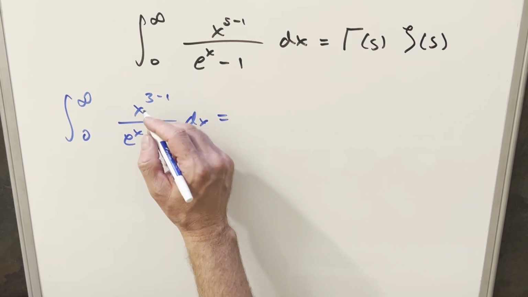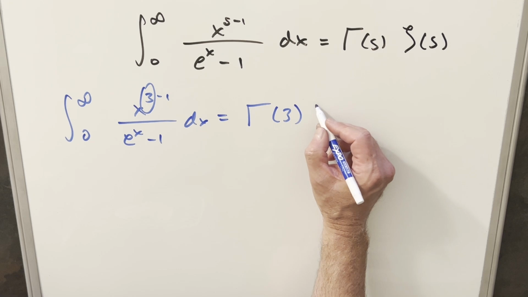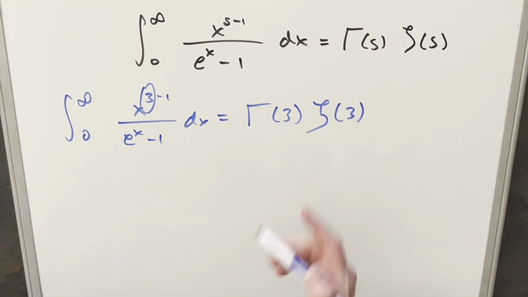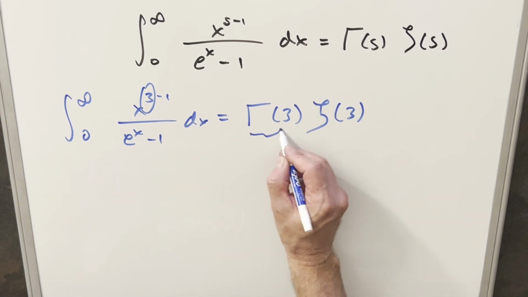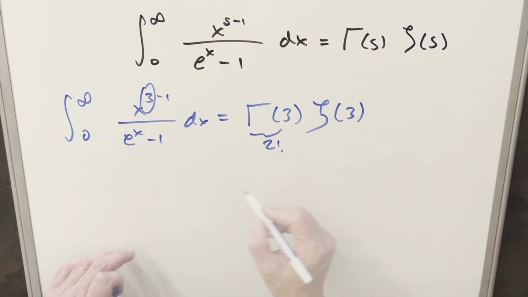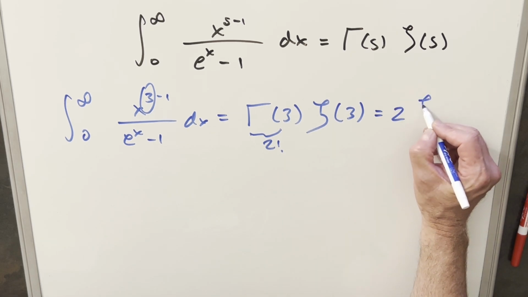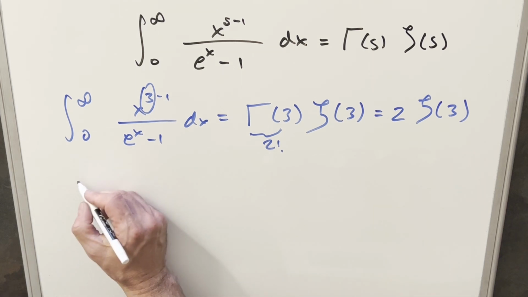And so then we just plug in the 3 here in our formula and we get gamma of 3 times Riemann zeta of 3. But we can write the gamma function in terms of factorials. Gamma of 3 is going to be the same thing as 2 factorial. So what we found in the previous video is this solution is just going to be 2 times the Riemann zeta function of 3.